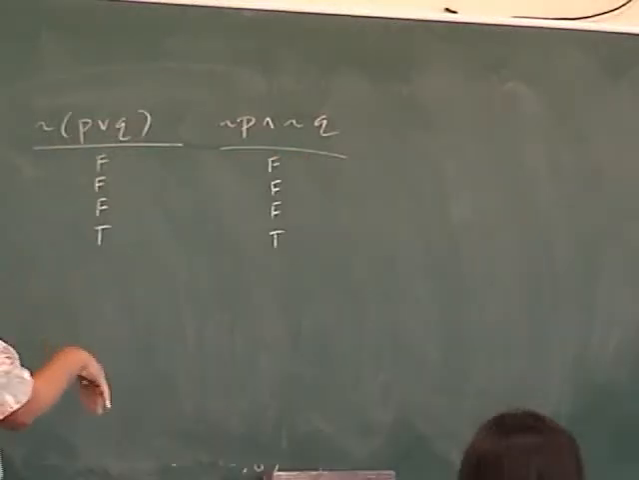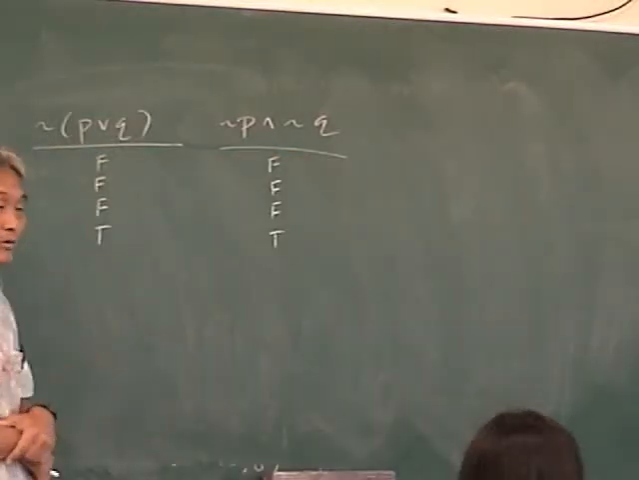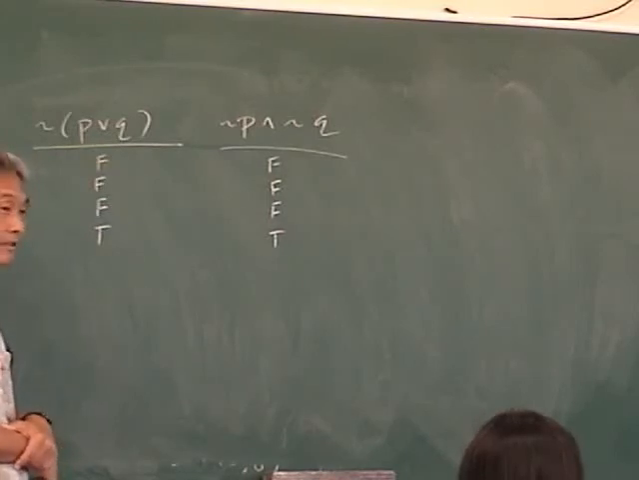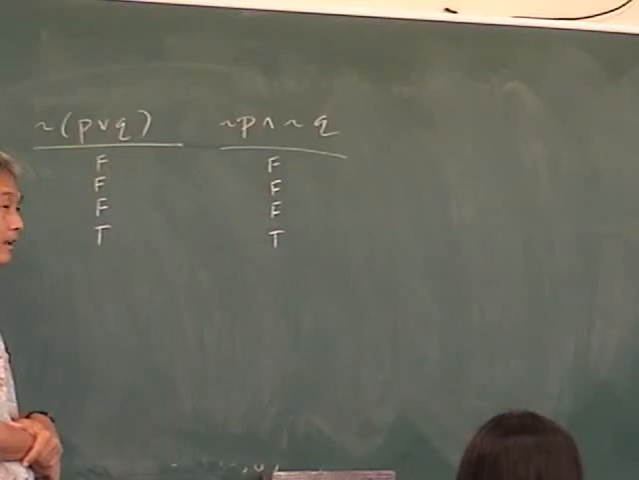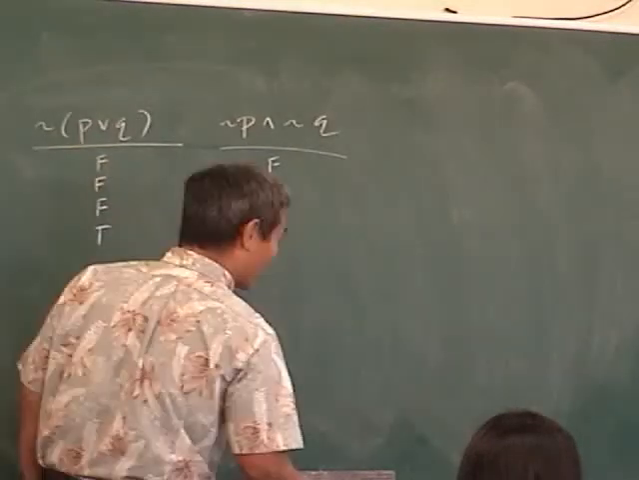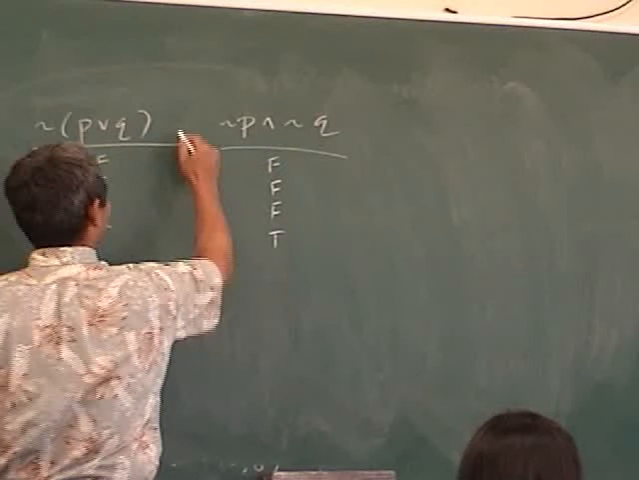When two statements have exactly the same truth table, we say that the statements are logically equivalent. How do I know that? Because I looked at the notes. And what is the symbol that we use for logically equivalent? This.